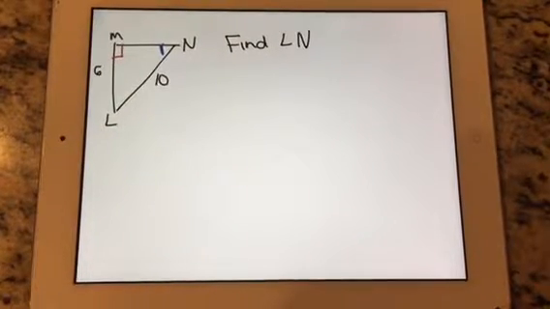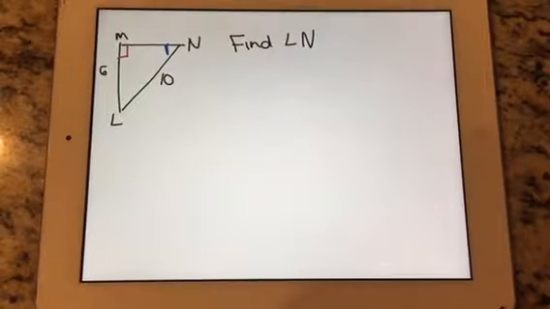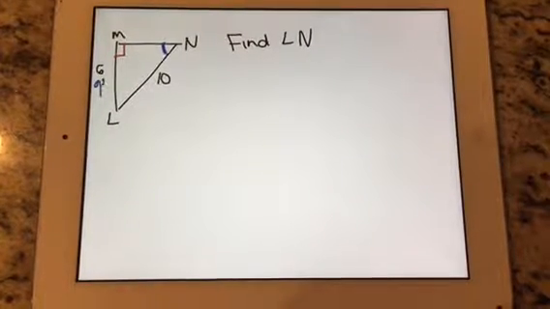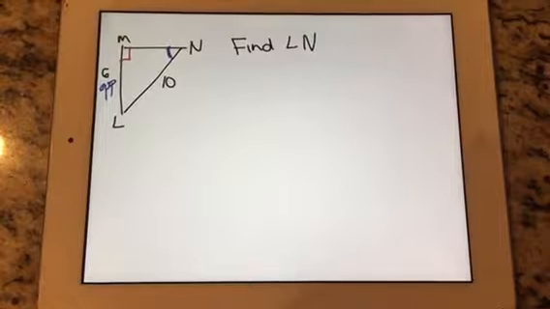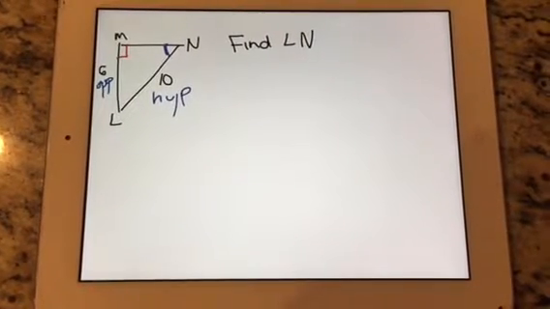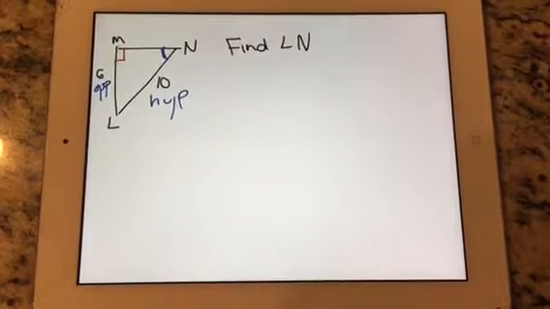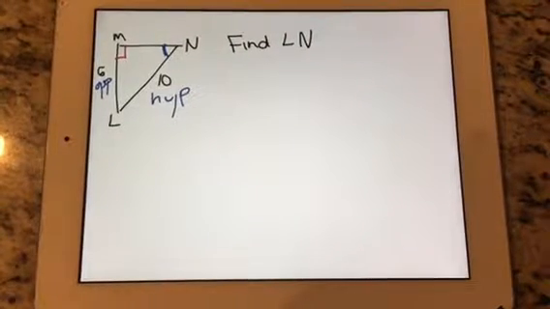I still need to label my sides from that angle. From angle n, we have the opposite, which is over here, 6. You guys know what 10 is? I hope you got hypotenuse. High five for those of you who did. Air high five from different times. Sorry. All right, so we have opposite and hypotenuse.